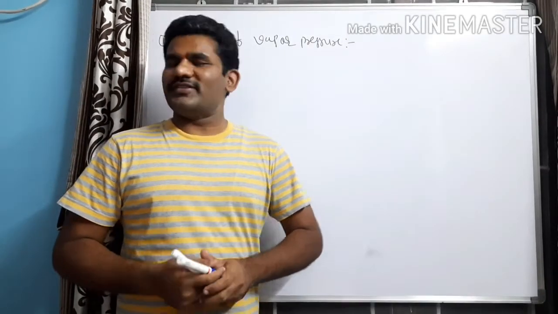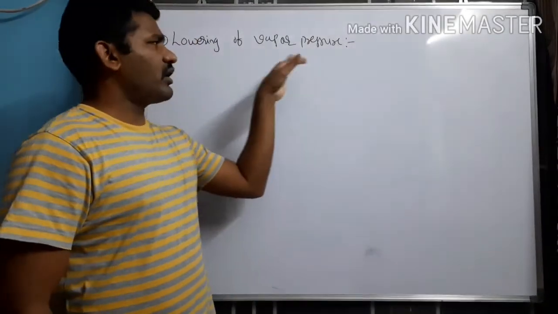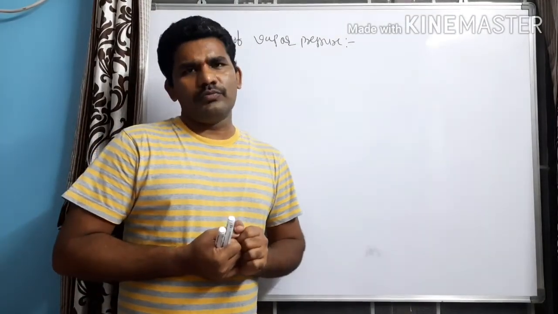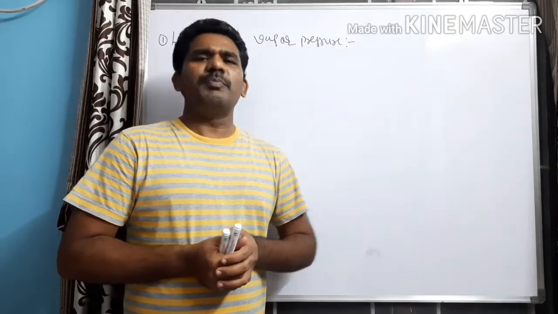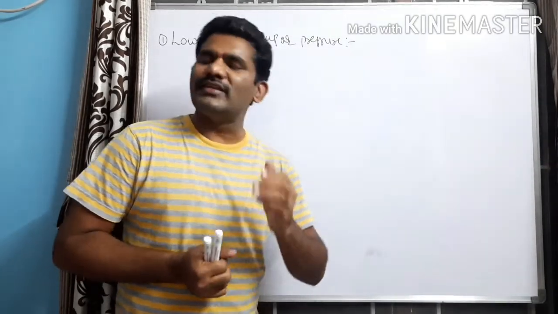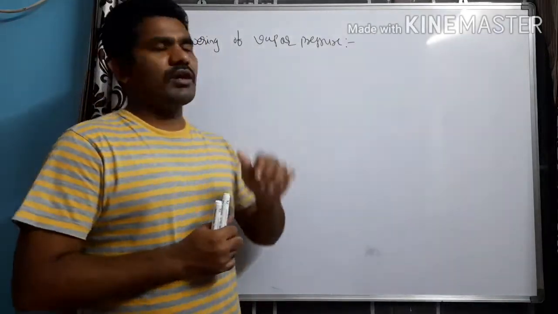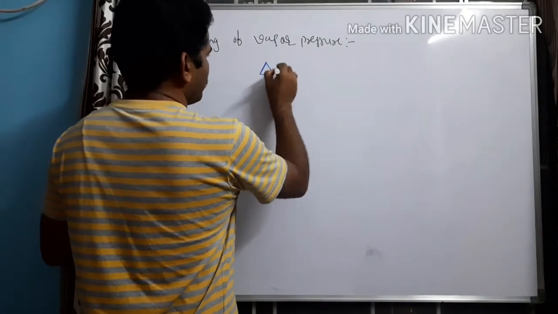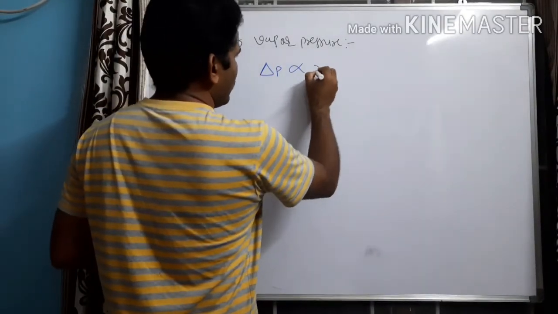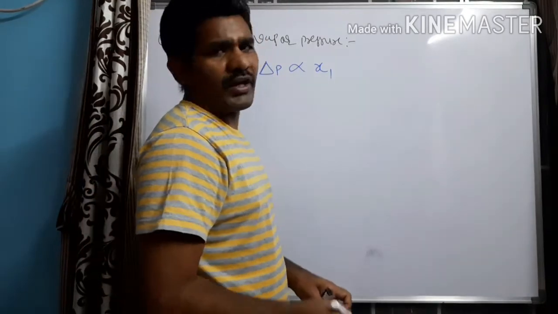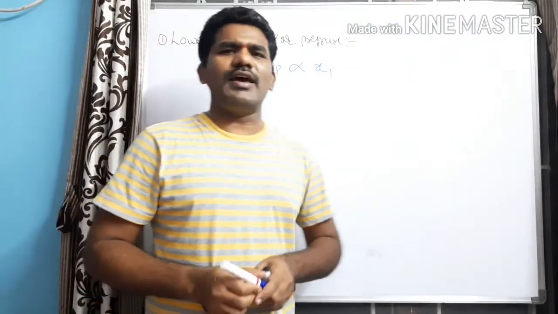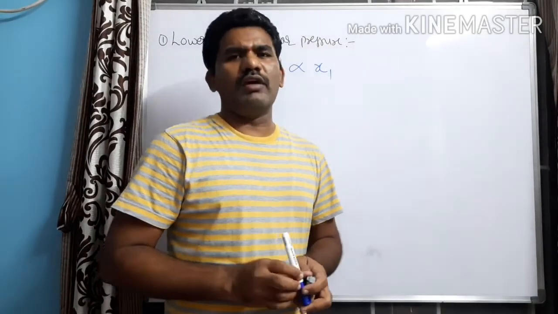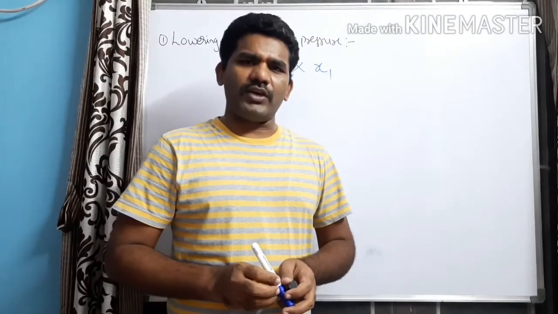First, let us try to understand the first colligative property, that is lowering of vapor pressure. As I had discussed earlier, when a non-volatile solute is added to a volatile solvent, the vapor pressure of the solution decreases. This decrease in vapor pressure is called lowering of vapor pressure. It is indicated by delta P. Lowering of vapor pressure is directly proportional to the mole fraction of solute.